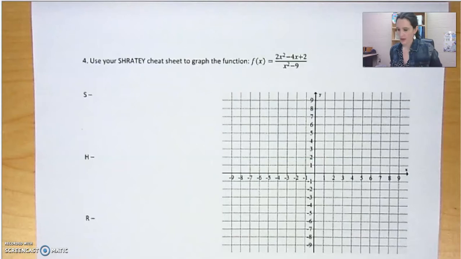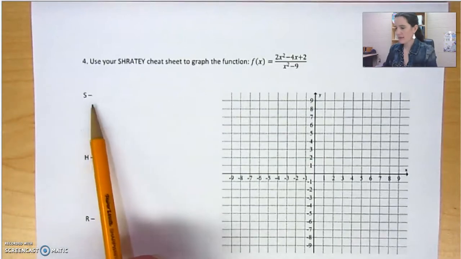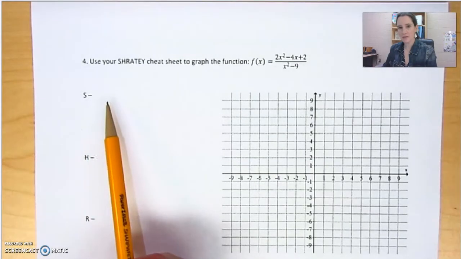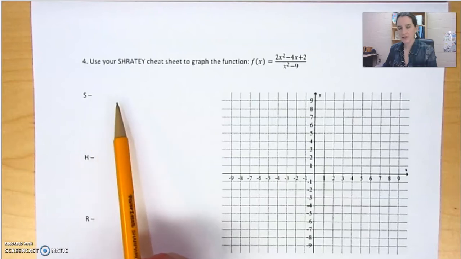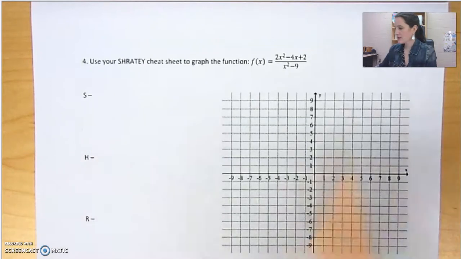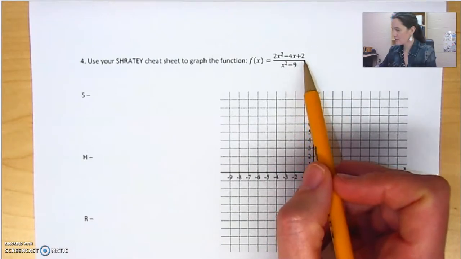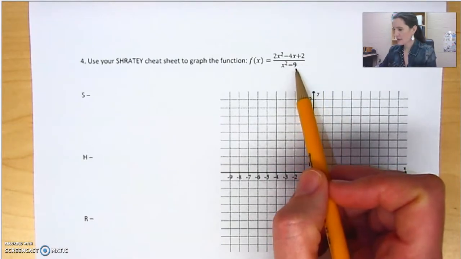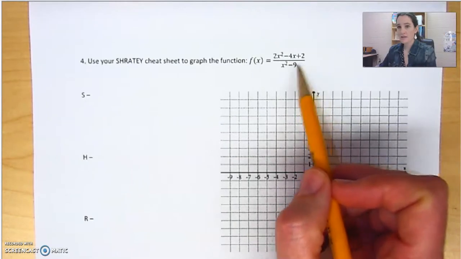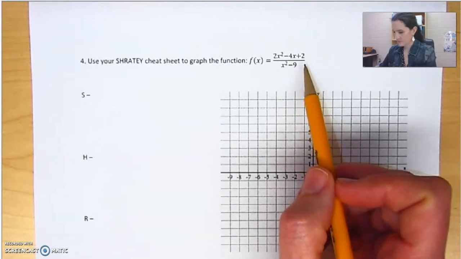So the S step for SHRATEY is to factor if possible and then simplify if possible. And so when we look over here at this problem, 2x squared minus 4x plus 2 over x squared minus 9, there's actually several different factoring methods that we can use here. Well, several is a strong word. There's a few.